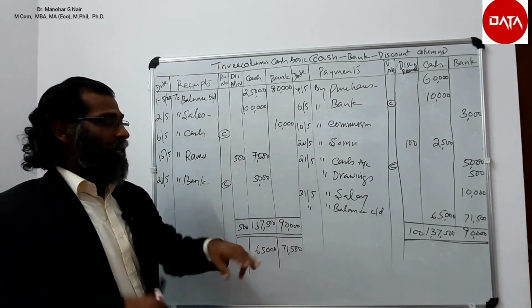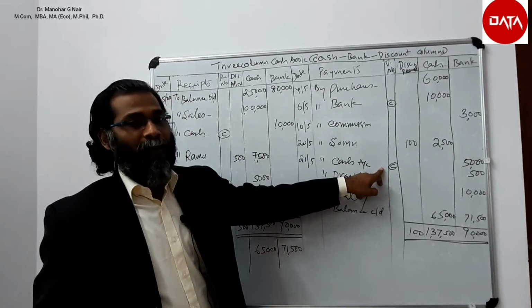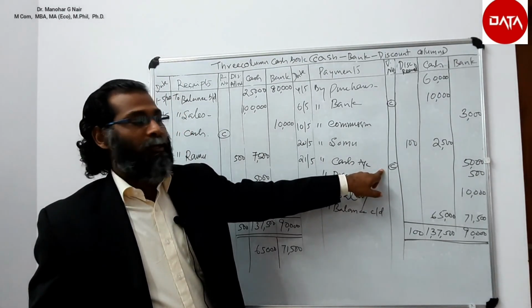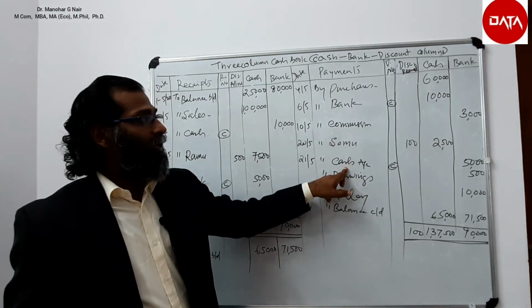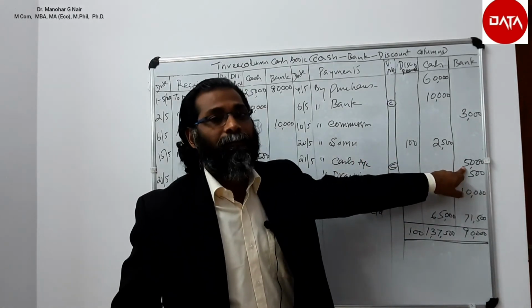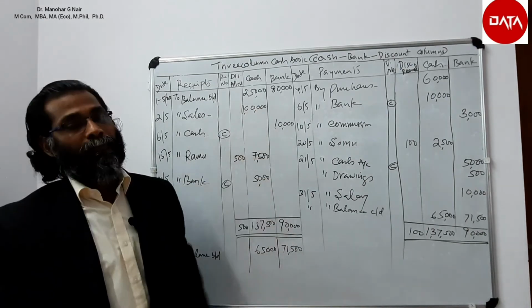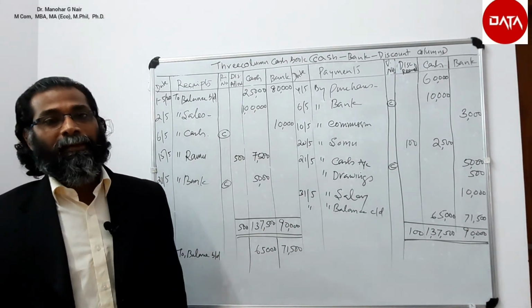The opposite to that, cash withdrawn from the bank. Suppose cash is withdrawn from the bank. So on the payment side, it is payment from the bank, and here the receipt in the cash column. Hope this concept is clear.